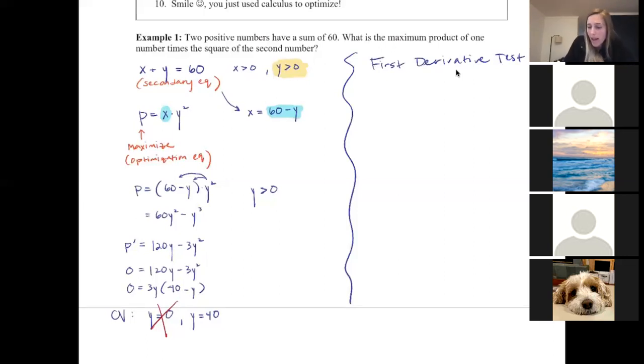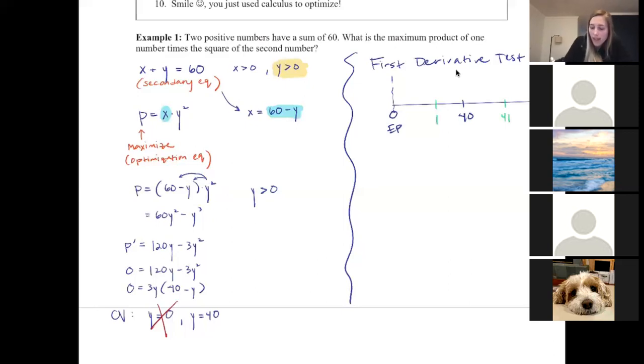So I make the analysis line. This part's all familiar to you guys. I put my critical value of 40 on there, but I'm also going to put 0 as an endpoint because I can't choose a value less than 0 to test. So then for test values, I could use like 1, and I could use 41.